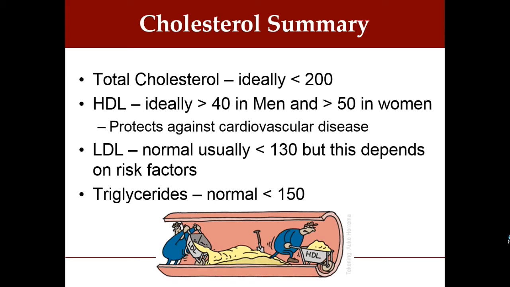So again, in summary, the HDL we ideally want to be higher than 40 for men and higher than 50 for women, and this is what protects us against cardiovascular disease. The LDL, or bad cholesterol, we usually like less than 130, but again, this level kind of depends upon your risk factors. And we want it even lower than that if you have other comorbid conditions or if you've had a previous heart attack or stroke, say. And you may be able to tolerate having a higher level than that if you have limited risk factors. And the triglycerides, as I mentioned, the normal level for that is less than 150.